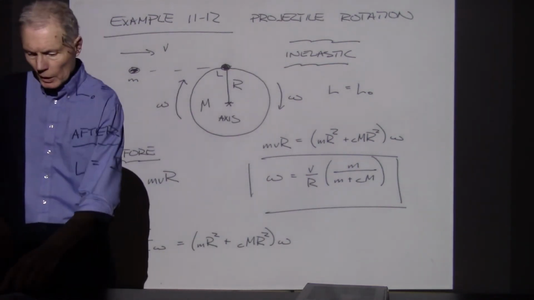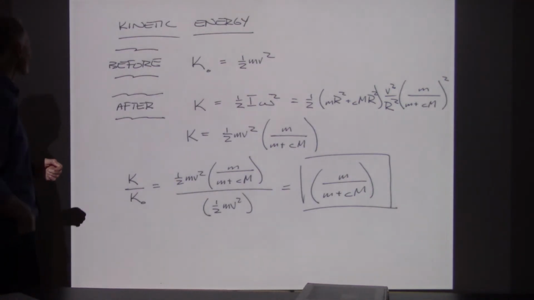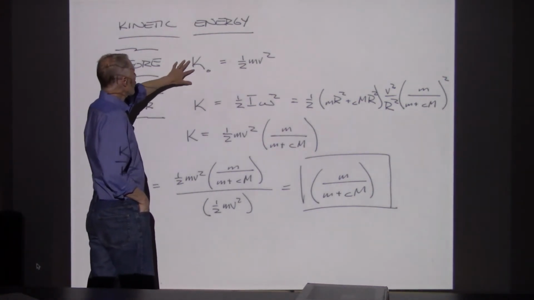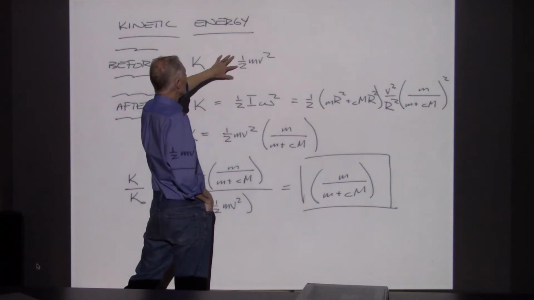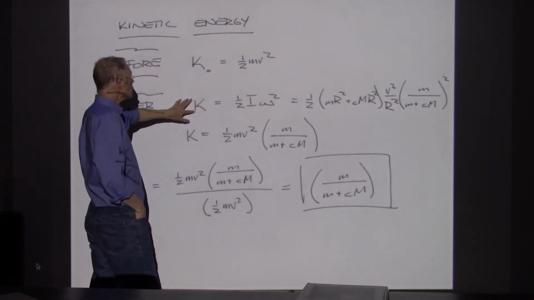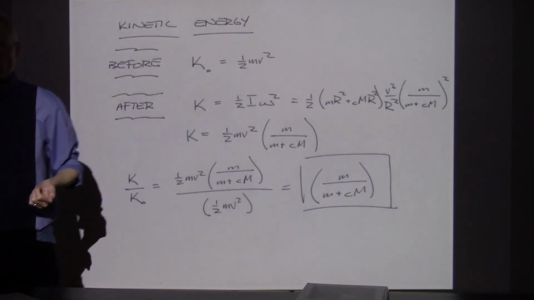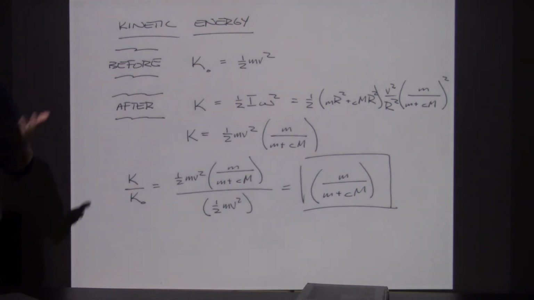All right, let's also look at the kinetic energies. So the very same example before, the bullet coming in had kinetic energy 1/2 mv squared. Now once it goes into rotation, we can write the kinetic energy of rotation as 1/2 I omega squared. Now the question is, is the energy going to be conserved? And I'm thinking it's not, and that's because it feels like it was an inelastic collision.